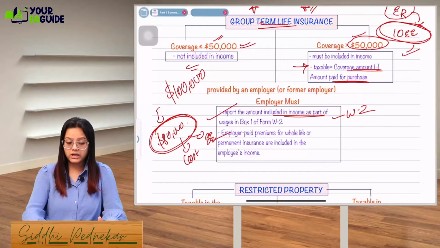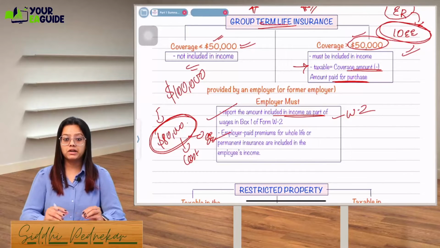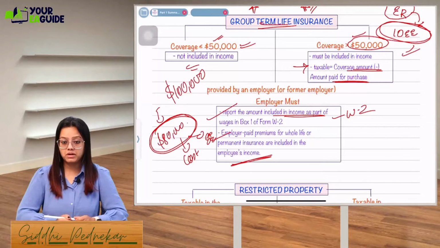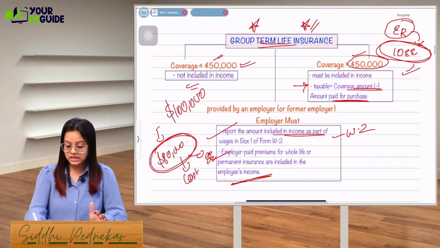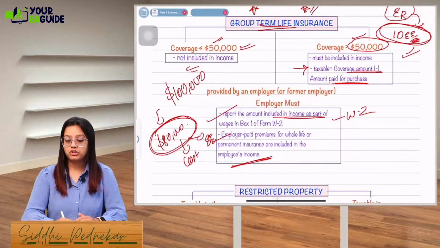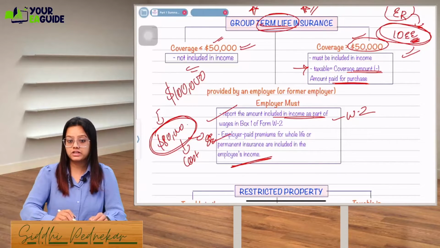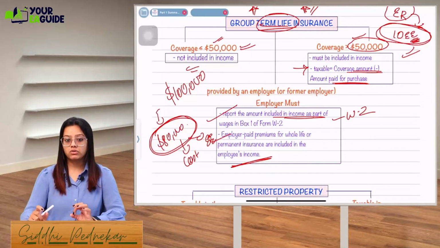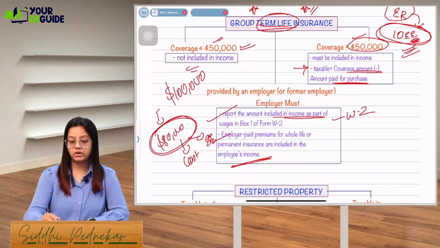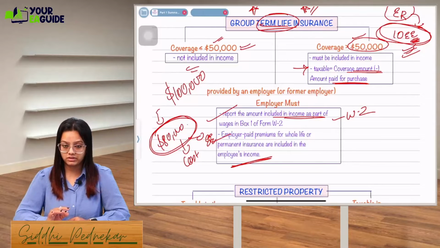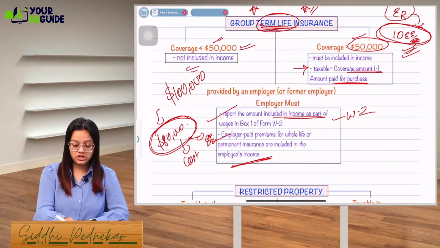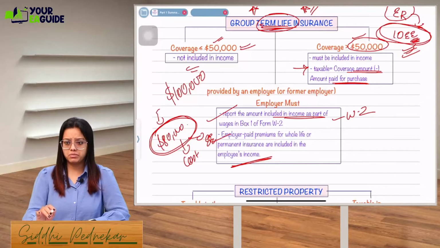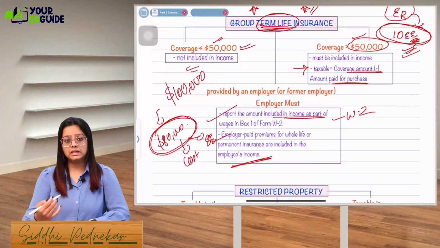Then we have employer paid premium for whole life or permanent insurance, which is included in the employee's income. If the employer has paid the employee's insurance premium for whole life, not for term life, but for whole life or permanent insurance, it is included in the employee's income. You will not check the coverage and everything. If it's a term life, then only you will check whether it is less than 50,000 or more than 50,000. If the whole life is covered for the employee, the whole amount will be added to the income.